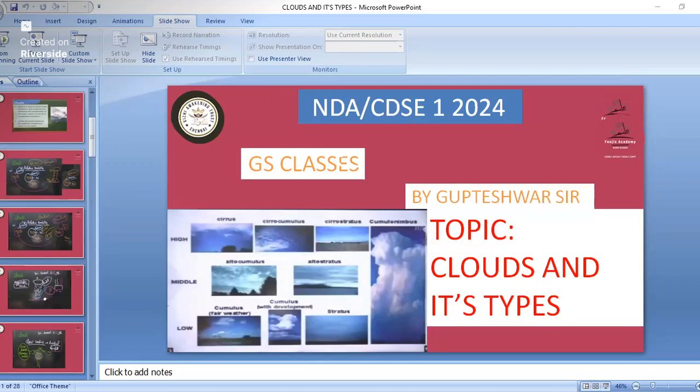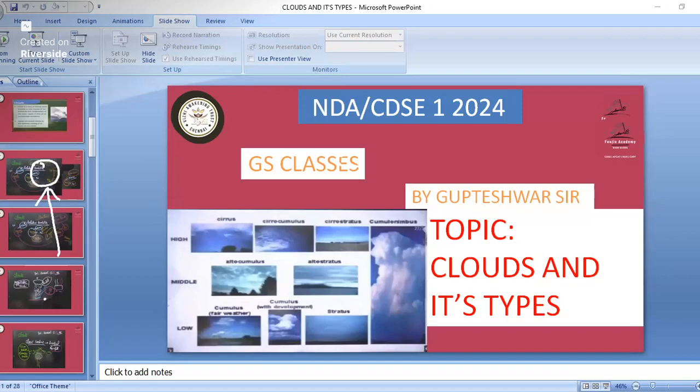So here what will happen? In the cirrus clouds, what will happen as you go high? So that droplets, what will happen? Temperature will be decreasing, so they will turn into the ice. Okay, so height means temperature decreasing, so they will turn into the ice. So these cirrus clouds are composed of the icy crystals.